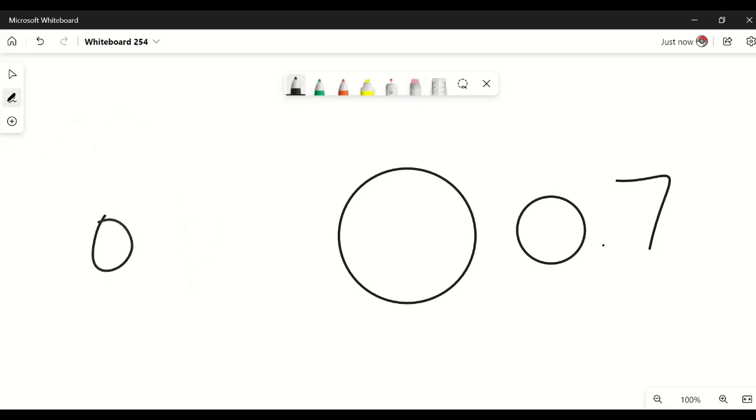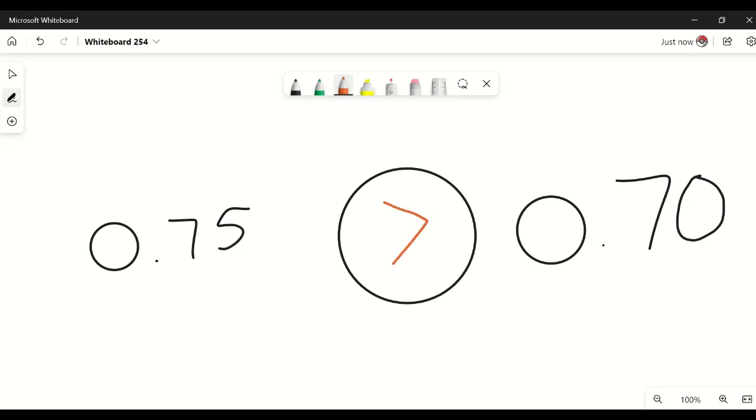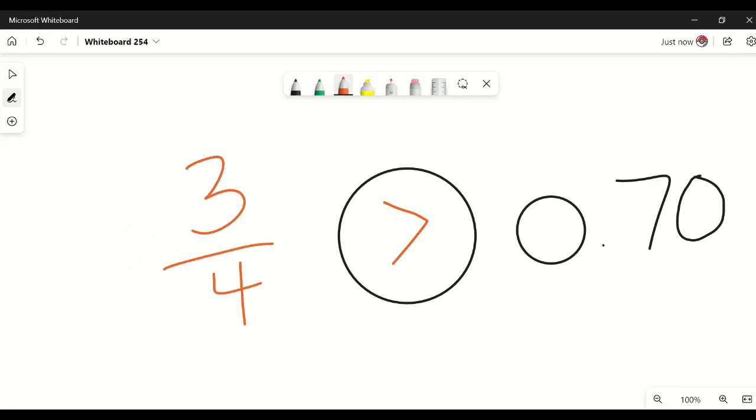And it will be comparing 0.75 to 0.7. Remember, decimals can add zeros to the end. We can annex a 0. So it's like comparing 75 to 70. 75 is greater than 70. Therefore, going back to the original problem, 3/4 is greater than 0.7.